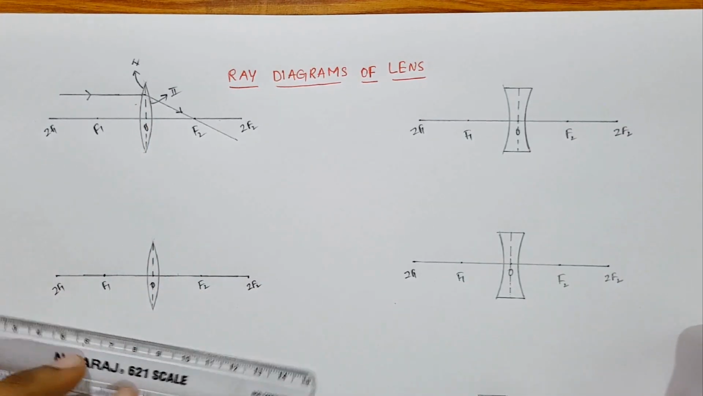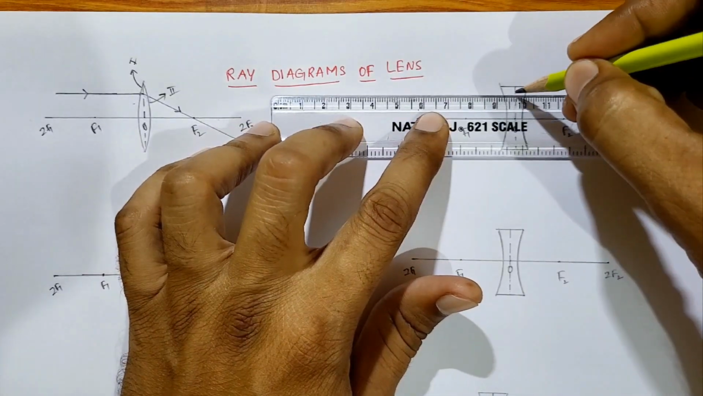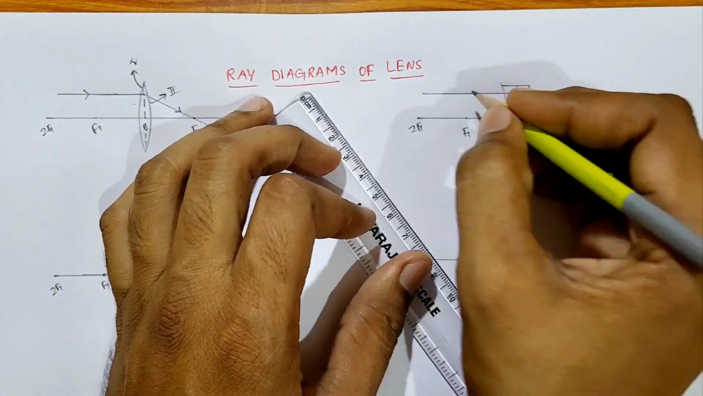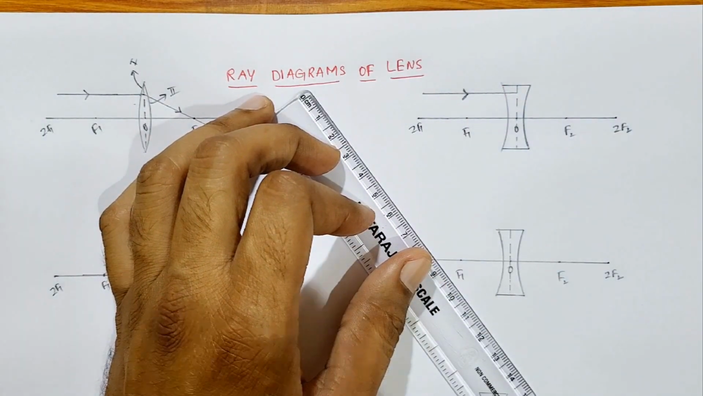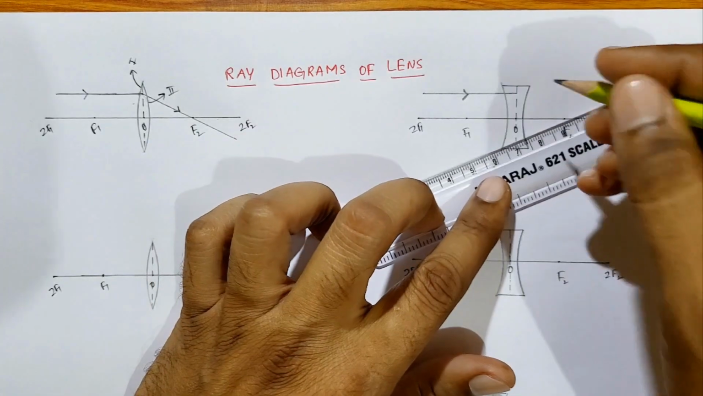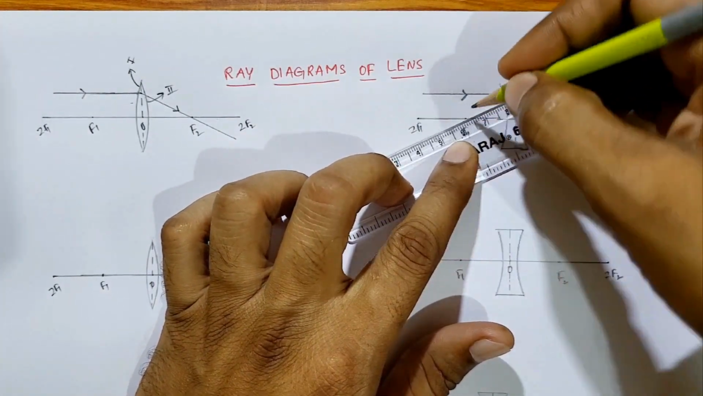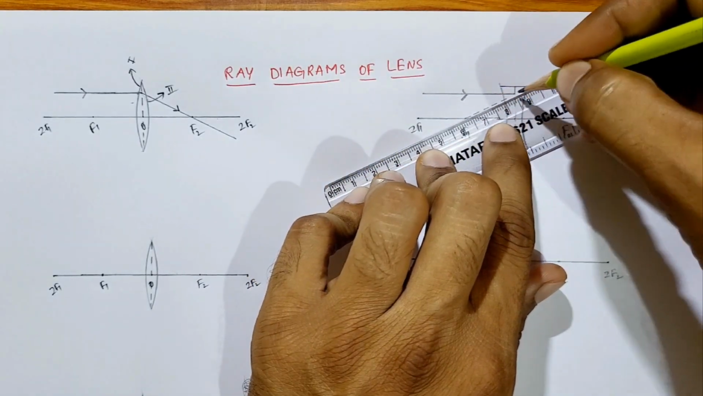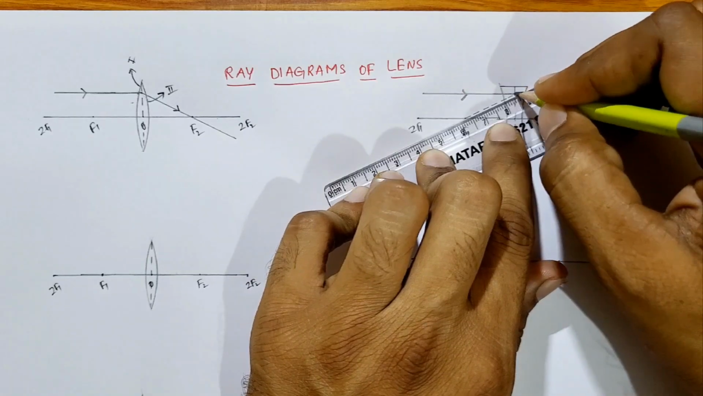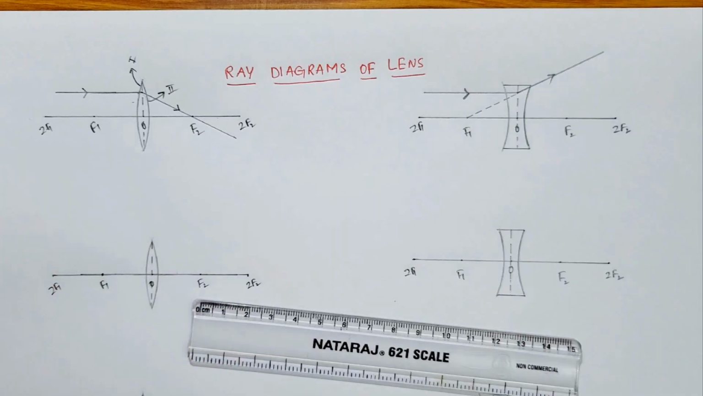Now what happens when a light ray passes parallel to the principal axis in case of a concave lens? When a light ray passes parallel to the principal axis in case of a concave lens, the refracted light ray will appear to be passing through the focus on the same side. Why? Because a concave lens is a diverging lens, correct? So as a concave lens is a diverging lens, the refracted light ray will pass like this.